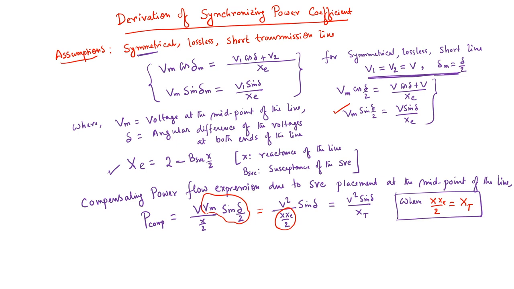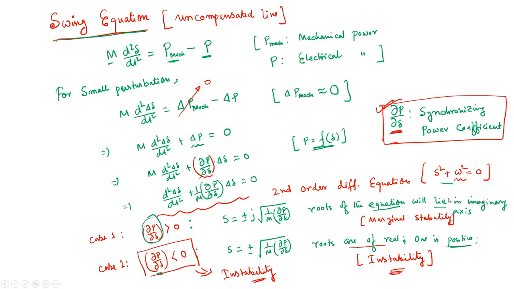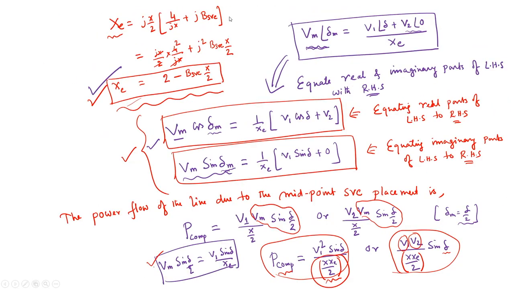Now, we know the synchronizing power coefficient. The synchronizing power coefficient expression is basically for the uncompensated line. Let us start with the uncompensated line. Let us assume that there is no SVC over here. Then this will be equal to del p del delta, which we have already explained in the lecture before. So, this dp d delta is basically representing the synchronizing power coefficient, del p del delta to be more correct.